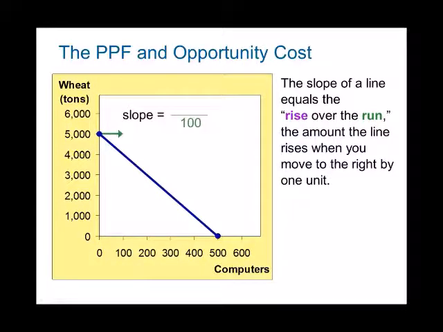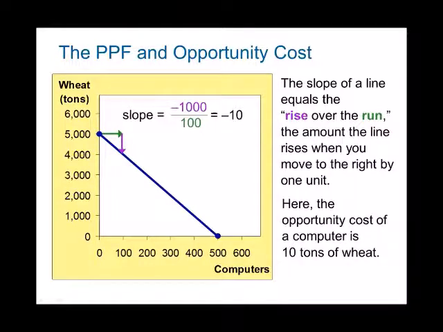So the slope here is, if I give up 100 computers, I get 1,000 tons of wheat. So the slope is negative because it's downward sloping, so it's negative 10. So it's telling us that the opportunity cost of a computer is 10 tons of wheat. This is one way of calculating the opportunity cost.